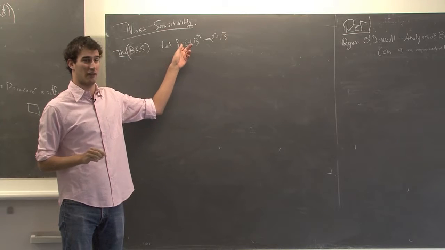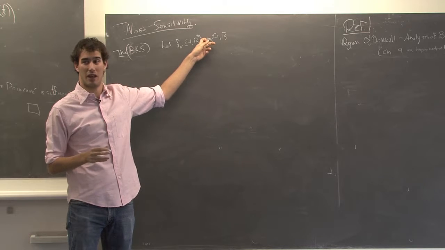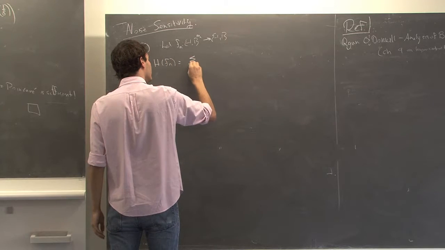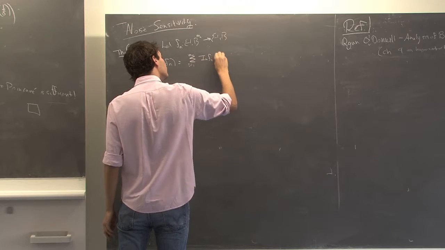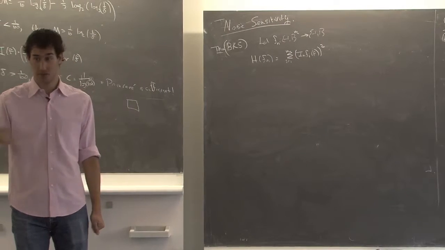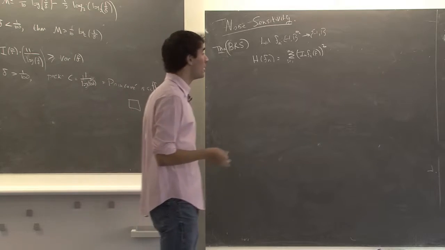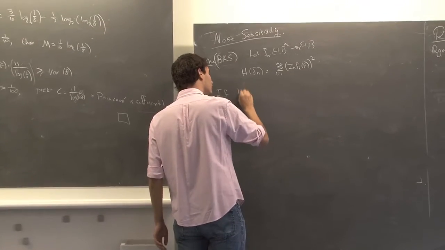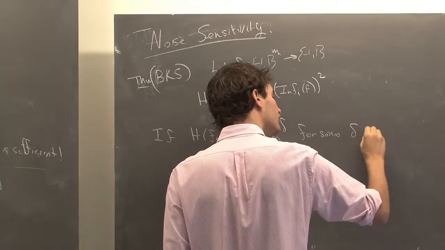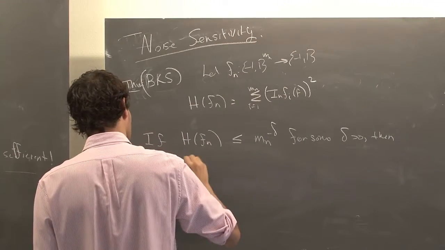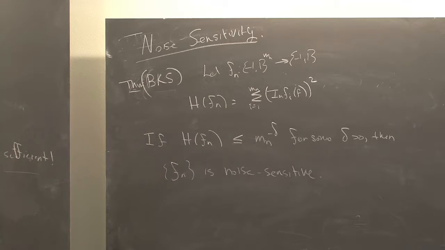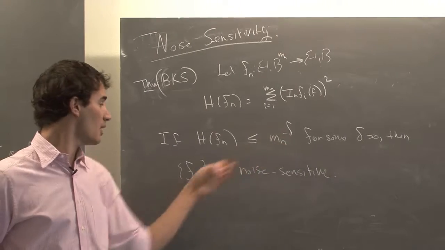Consider a sequence of Boolean functions f_n. We don't know how many bits they depend on. This could be an arbitrary function of m_n, as long as it goes to infinity. And I define H of f_n to be the L2 norm of the influence vector, so the sum of squares, squared. I guess it's technically not quite the L2 norm without the square root, but if I get a polynomial bound, m_n to the minus delta, for some fixed delta, then this function is noise sensitive.